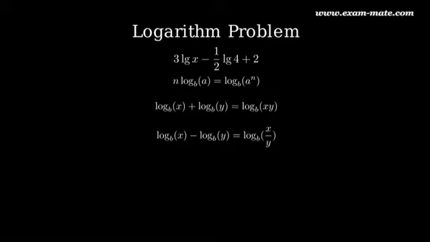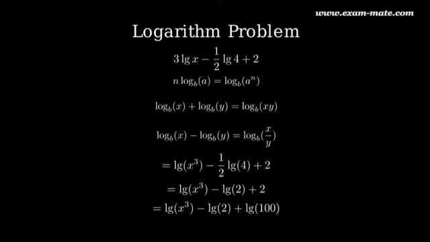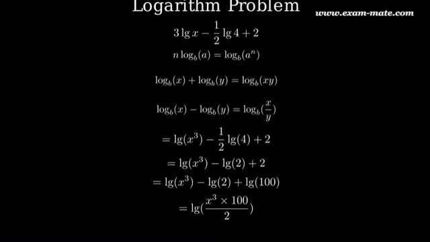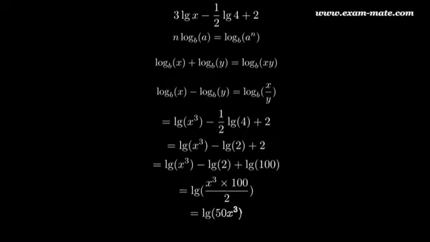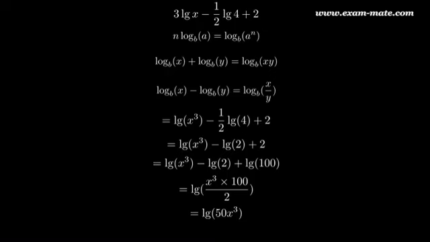Let's apply these properties to our expression. First, using the power rule, 3 log x becomes log of x cubed. Next, negative 1/2 log 4 becomes negative log of 4 to the 1/2 power, or negative log of 2. And plus 2 can be written as log of 10 squared, or log of 100. Now, we can use the product and quotient rules to combine these terms. This gives us log of x cubed times 100 divided by 2, which simplifies to log of 50x cubed. Now, let's move on to part B.